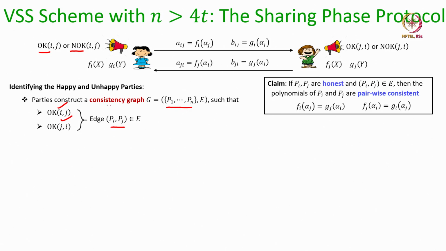Now, notice that this consistency graph will be common. That means, all the parties will be constructing the same consistency graph. It will not be the case that if, say for instance, P1 has added an edge between Pi and Pj in its copy of the consistency graph, then P2 is not adding that edge, because these edges are added based on the OK and NOK messages which are publicly available.